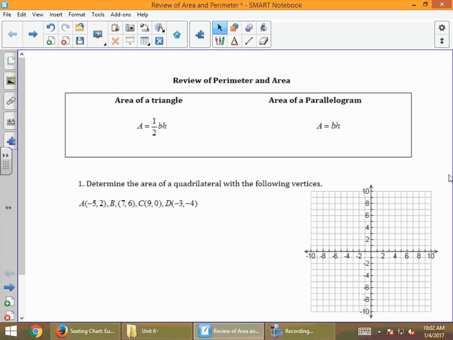You're going to be given these formulas. You don't have to worry about memorizing them. You just have to know when to use them. Okay? So, we want to determine the area of a quadrilateral with the following vertices. Well, I'm going to help you out here. This quadrilateral is a parallelogram.